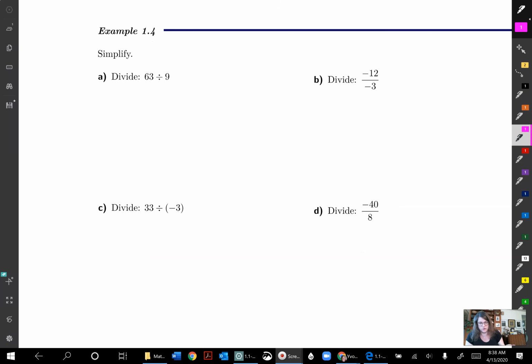Okay, now division works just the same way. You're going to just get 7 for 63 divided by 9. Negative 12 divided by negative 3. A lot of times we just use this fraction bar here for notating division. You're probably used to that by now. So two negatives, or an even number of negatives, would give 4. 33 divided by negative 3: we have just one negative, so two different signs, and that's going to be negative 11. And negative 40 divided by 8 would be negative 5.